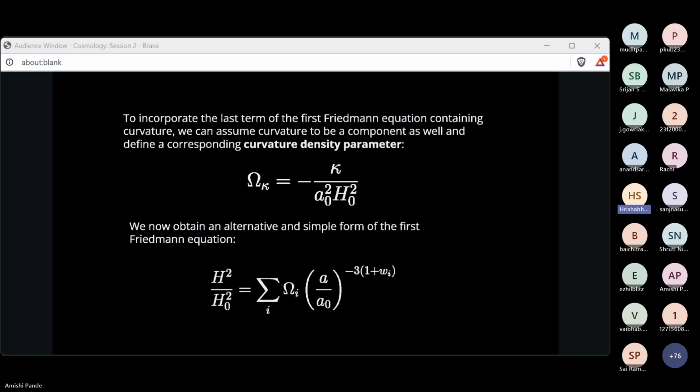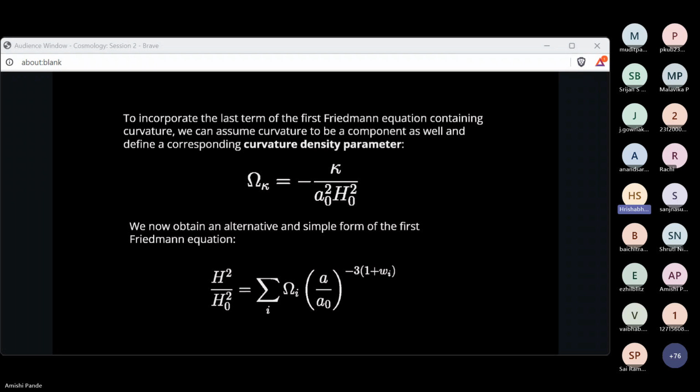Just like we had density parameters for matter and radiation, we will assume that curvature is also a component of the universe. Just like the universe is made of matter and radiation, we will assume that the K or the curvature is also a quantity that is present in the universe. And so corresponding to that, we will define something called a curvature density parameter omega K, just like we had omega R and omega M.